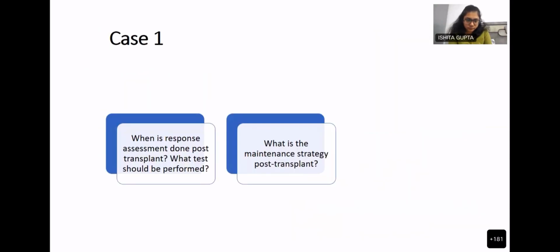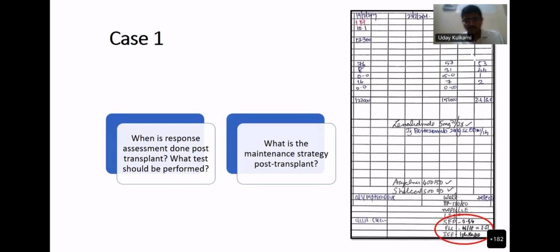Post-transplant, what tests should be performed and what should be the maintenance strategy? Generally we do an assessment at around 3 months post-transplant. So we did that assessment, and the serum protein electrophoresis showed an M band of 0.54 and the free light chain ratio was 3.5. Immunofixation continued to show IgG kappa. Routinely, high risk patients are started on dual maintenance therapy. So we started lenalidomide and bortezomib.